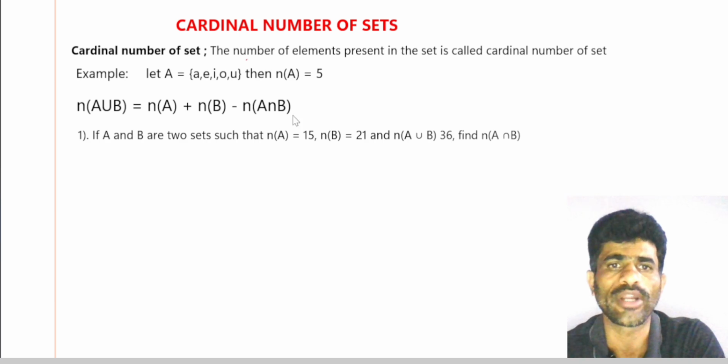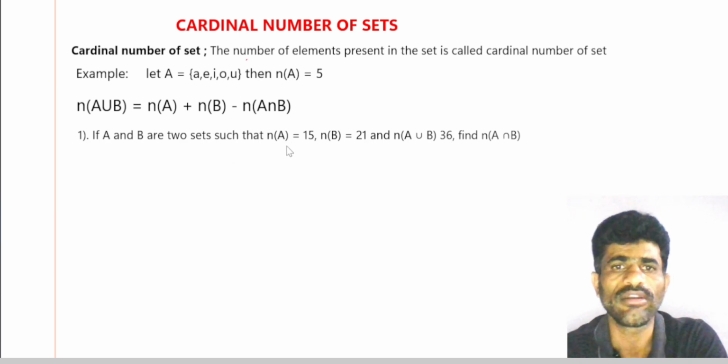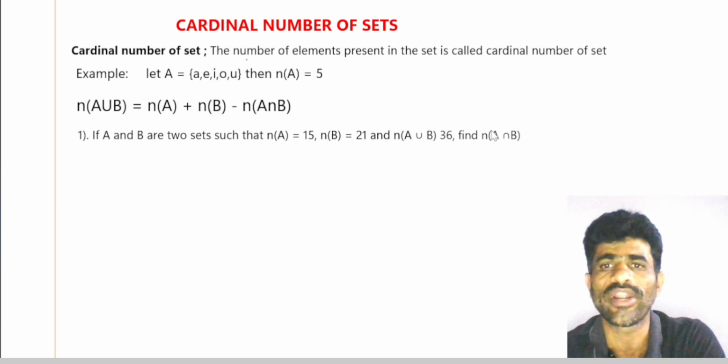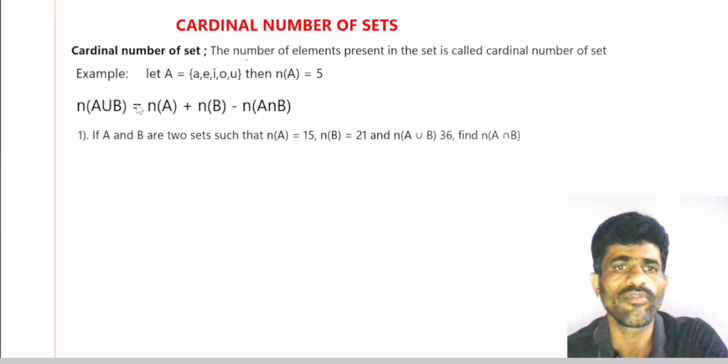For example, to understand better, let us see this example. It is given that the number of elements in A is 15, 15 students are there in A, and in the set B, 21 elements are there, and A union B together has 36 elements. Then we have to find how many are there in A intersection B.